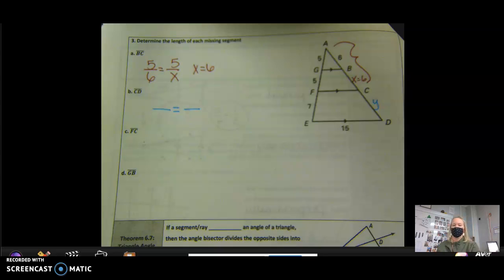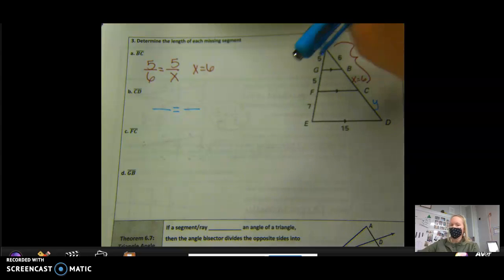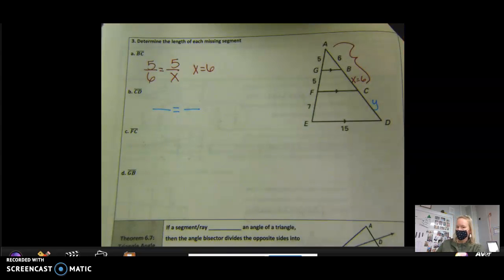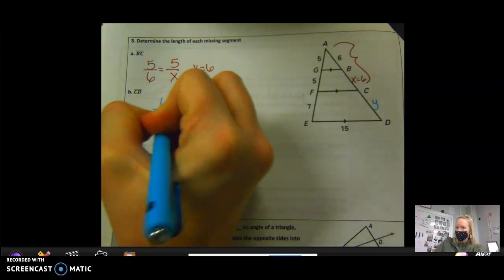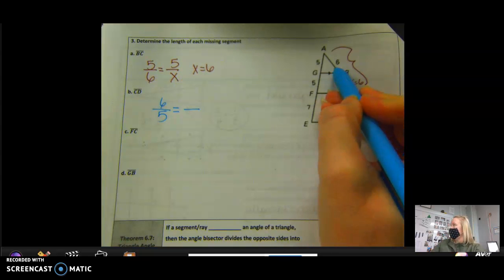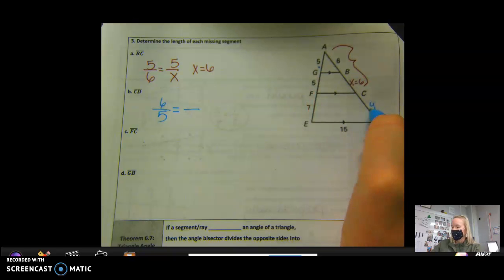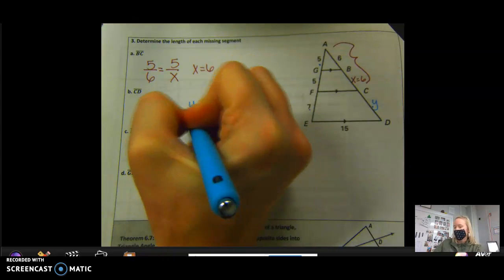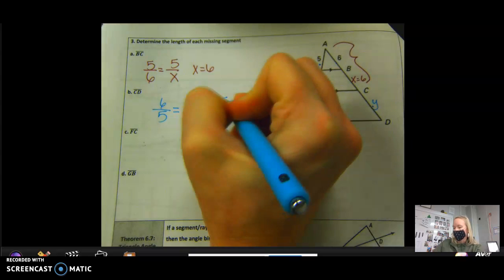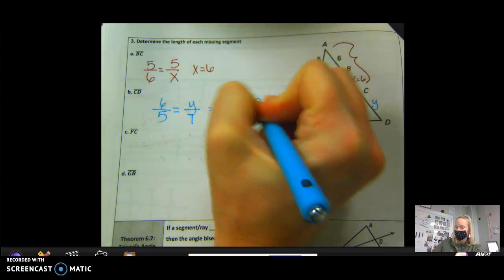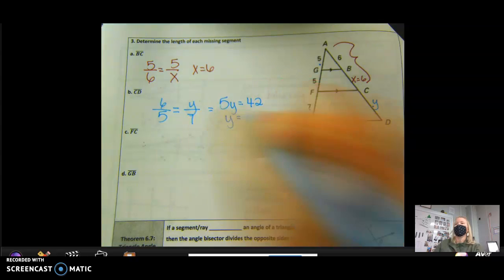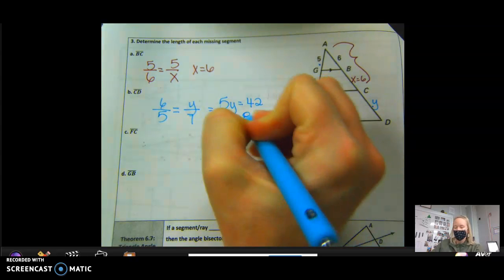Perfect. So what she did was 6 over 5, so this side over this side, that piece over that piece, is equal to this piece over this piece, y over 7. And then we cross multiply and we get 5y equals 42, right? So y equals how much? Yep, perfect.